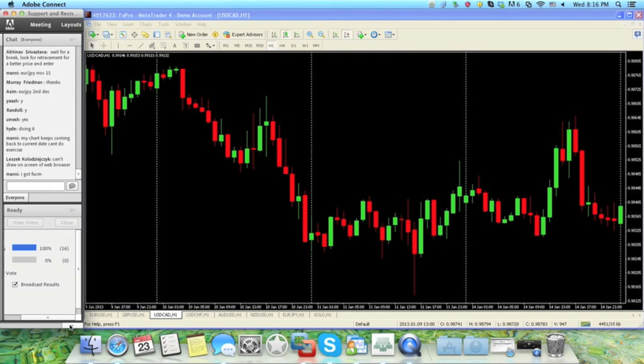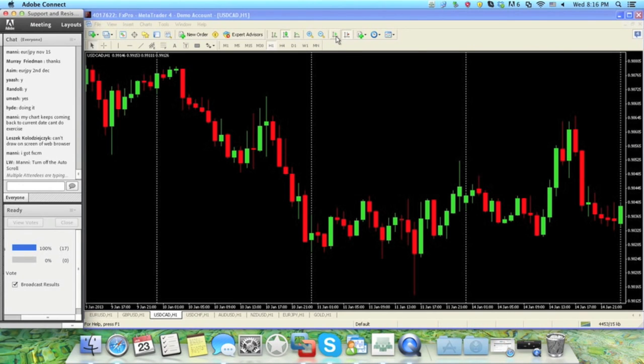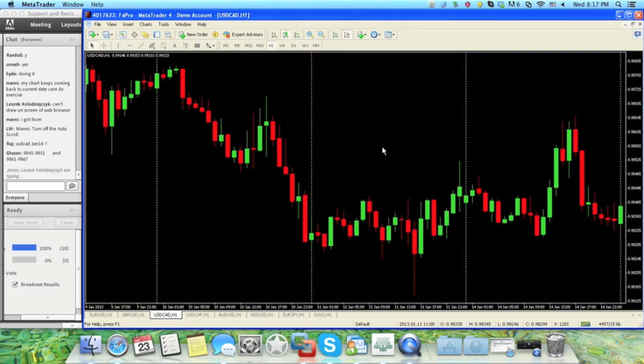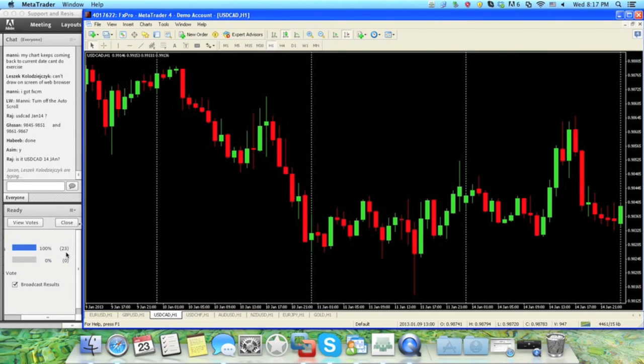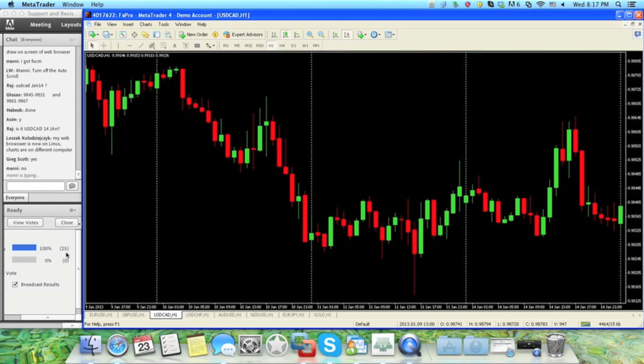Can draw on screen or web browser? No, I meant to say draw on your charts. Manny, the charts keep coming back to current date. What you do is you click on this icon here. This icon basically auto scrolls. Okay, we have 18 people, 20. We're going to give it another 10 more seconds and then I'm going to begin. Money, you're on FXCM's Trade Station, I think. It's no problem. Just look at my screen and try to get a visual idea of where it might be. That's okay. Okay, Money, you're welcome. Okay, here we go.